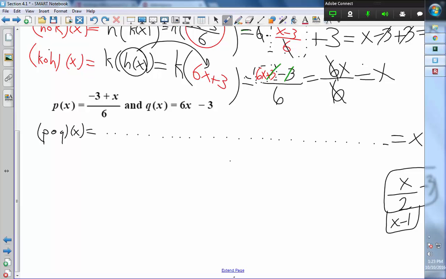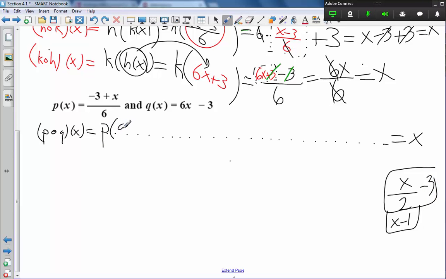Okay, let's check. So again, P of Q of x means P is eating Q of x, right? Q is under the value of P. So you need to first compute what Q of x is. Not compute, just copy. Copy Q of x here. What is it? 6x minus 3. Right here. Just copy it, borrow this thing from one line above. What is next?